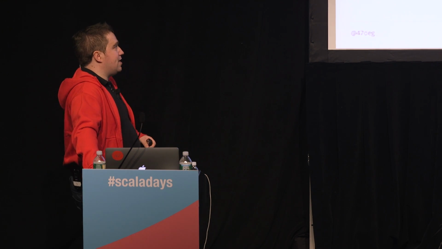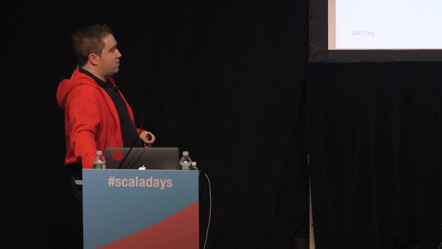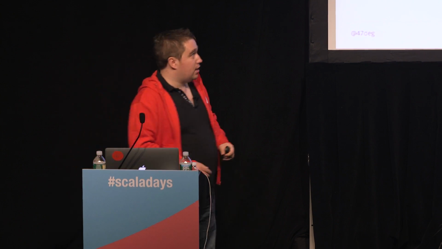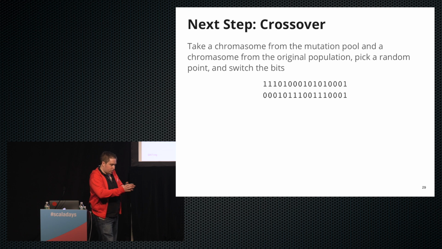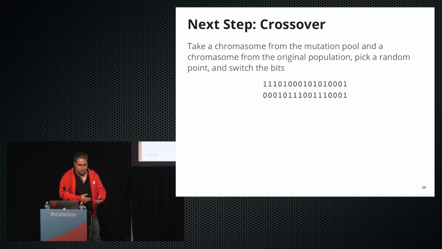Okay, so now that we've got our mutation pool, we need to do this step of what I call a crossover. And what we're going to do, we're going to iterate over this pool, take each chromosome in turn. We'll pick a random one from our original population. On the string of bits, we're going to pick an arbitrary point, and we're going to flip the bits around. So this is often what's called mating, as well as crossover, is that we're taking the two chromosomes together and producing a new one. And so here's an example here.